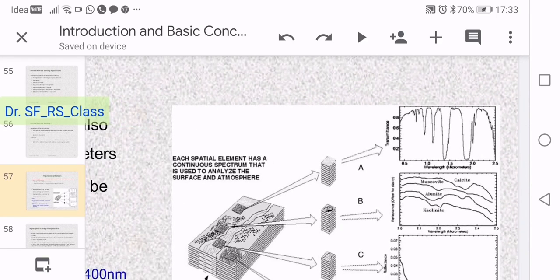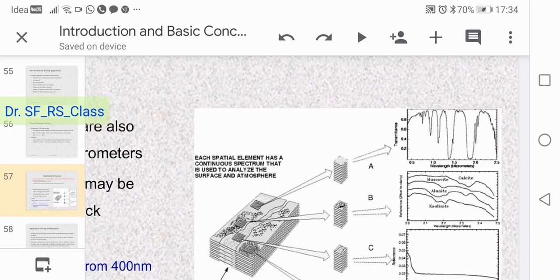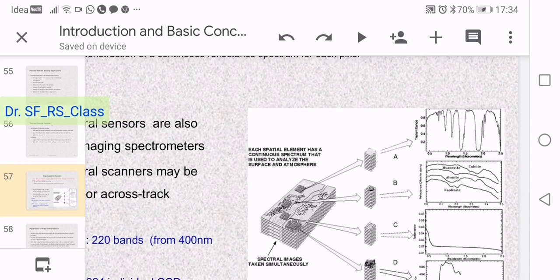Because of these spectral curves we can generate, we can match them with the existing library for that mineral. For individual minerals we have spectral libraries, and the standard spectral curves are available in the library. If the curves that we receive match and fit, we can identify the minerals in the case of hyperspectral remote sensing.